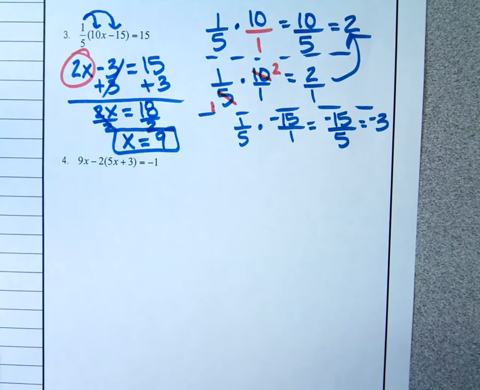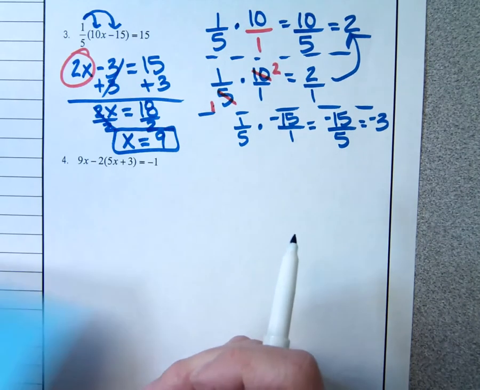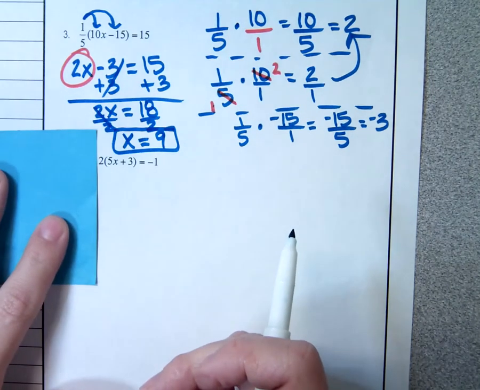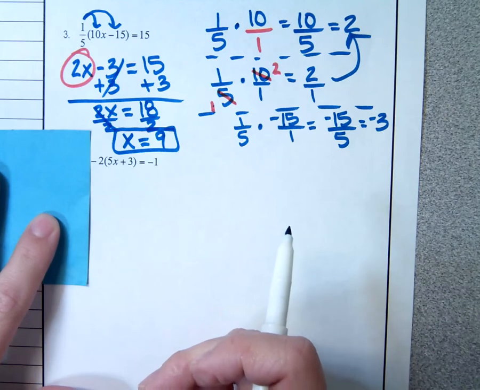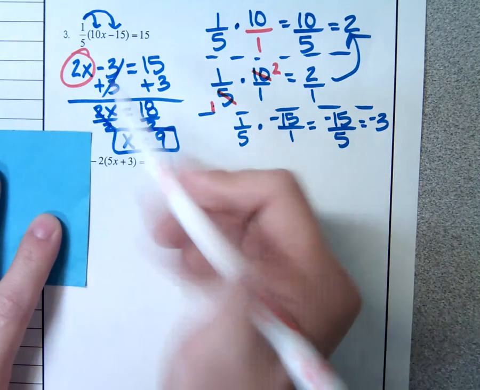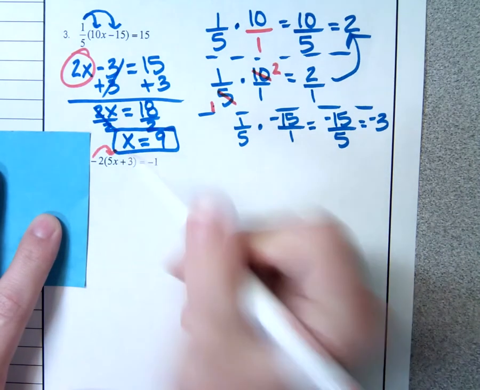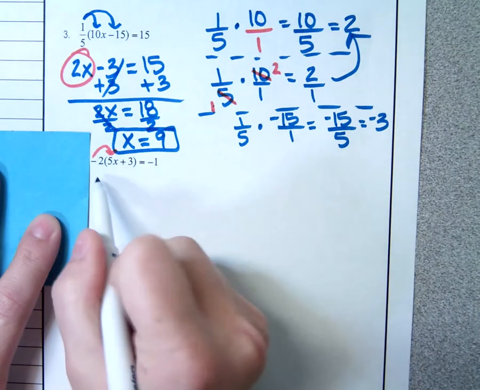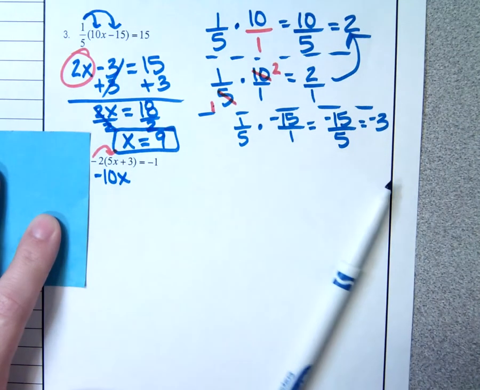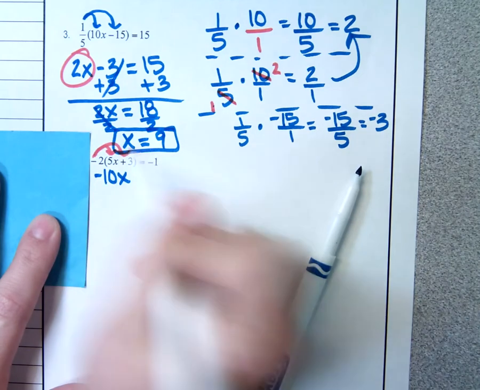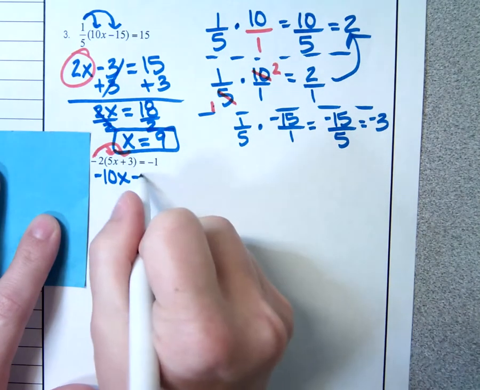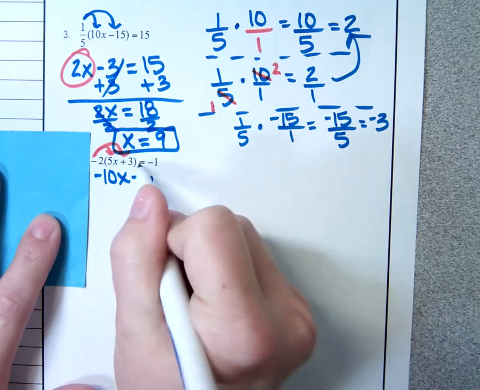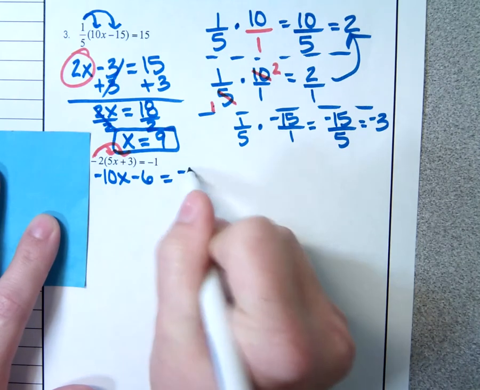All right, last one. Do you see parentheses? Yes, so we need to get rid of them by distributing. What is smushed against the parentheses? If you said 2, you're almost right. It is a negative 2. So let me just distribute the negative 2. What's negative 2 times 5x? A negative 10x. What is negative 2 times a positive 3? A negative 6. I'm going to go ahead and bring down my equals and my negative 1.